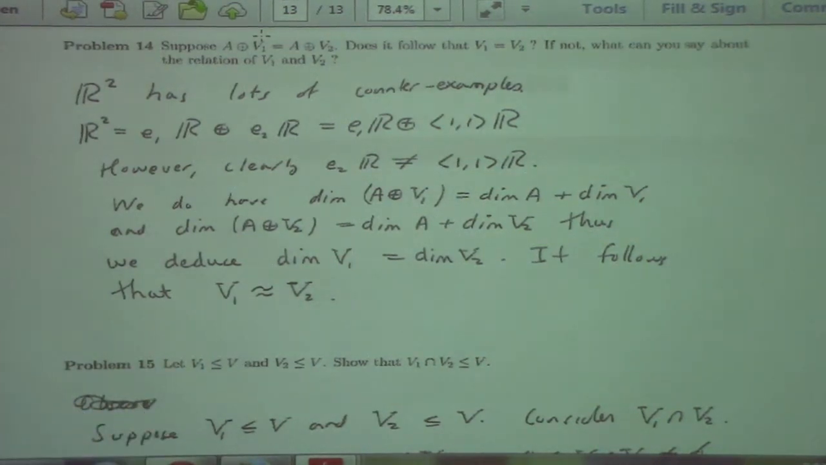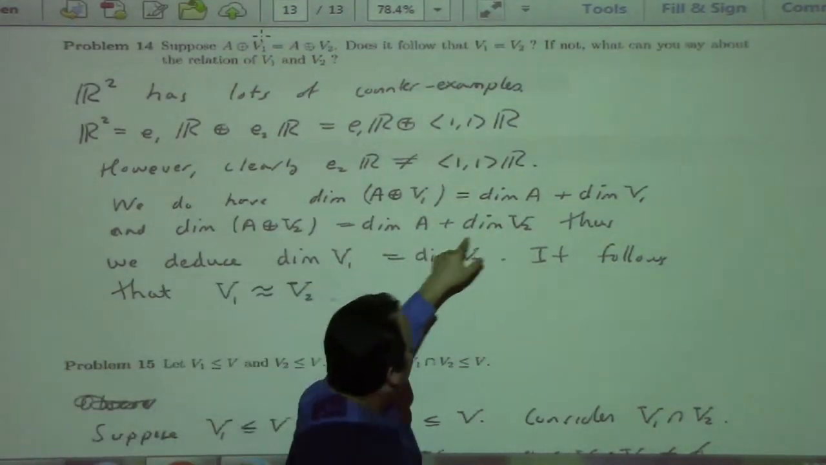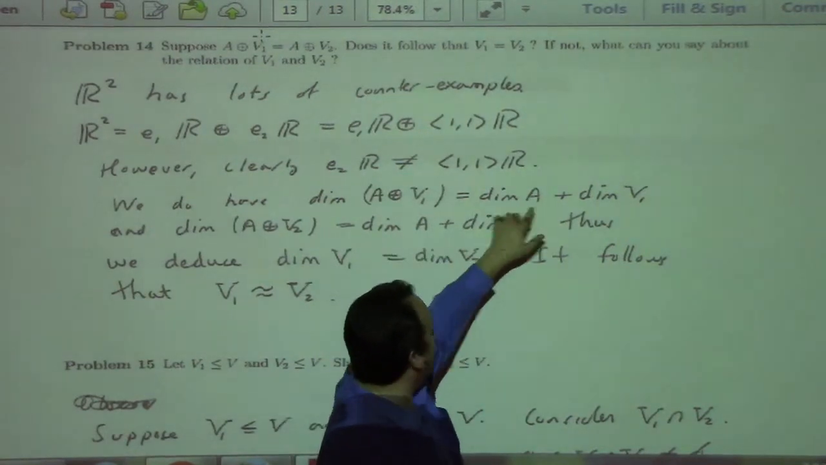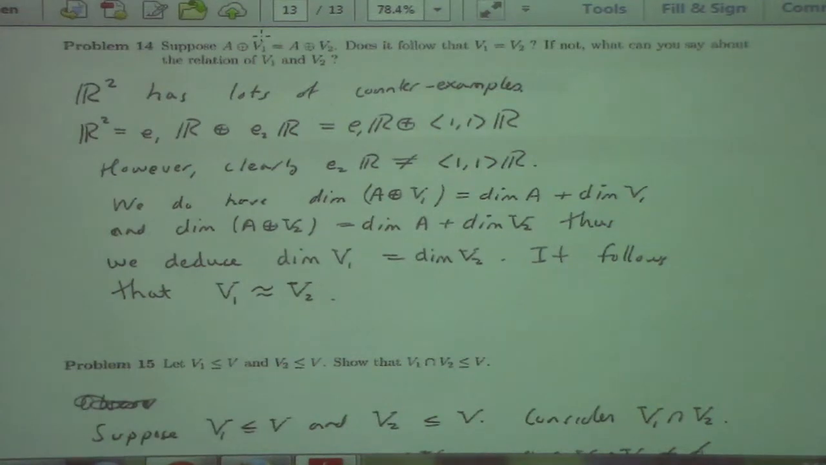You really get almost no information about V1 and V2, except that the dimension has to be the same, because this has to be equal to that, so the dimension A cancels, and you do get the dimension of V1 is equal to the dimension of V2, and so it follows that they're isomorphic, right? Because that's what isomorphism is, dimension being the same. I was able to look at that and know that they were not equal, but I didn't know how to prove that they were. That is good, but I need an example.